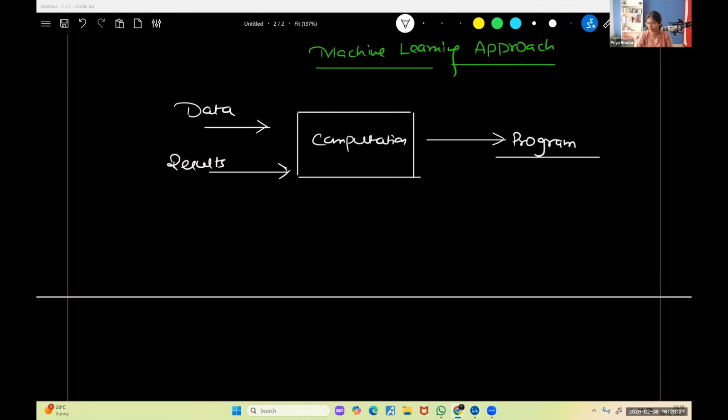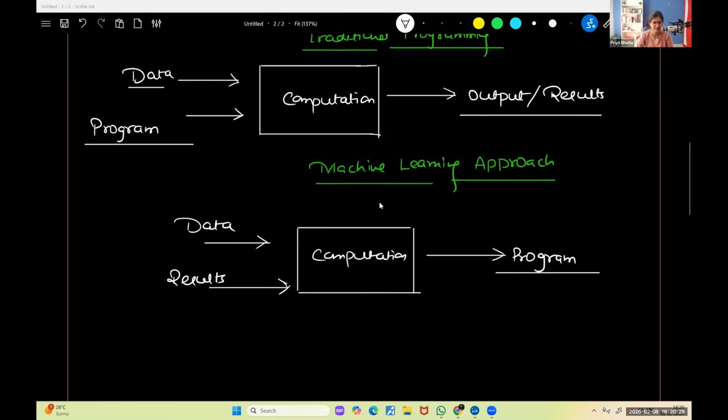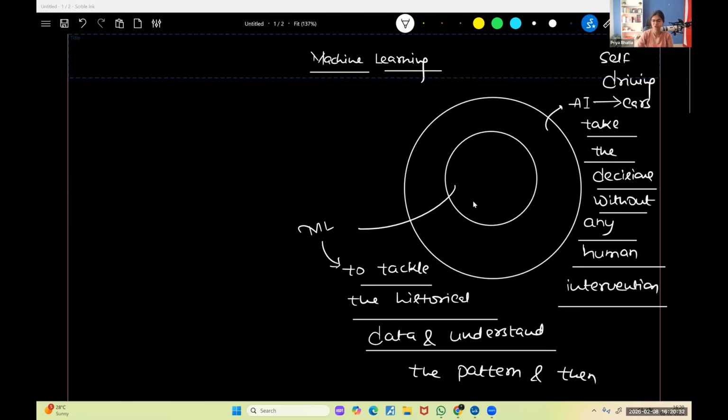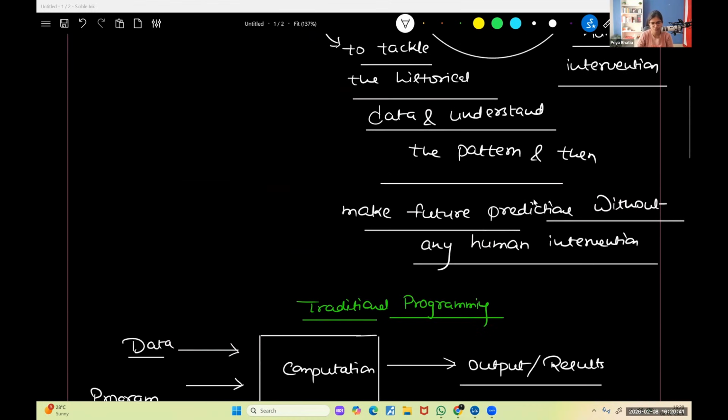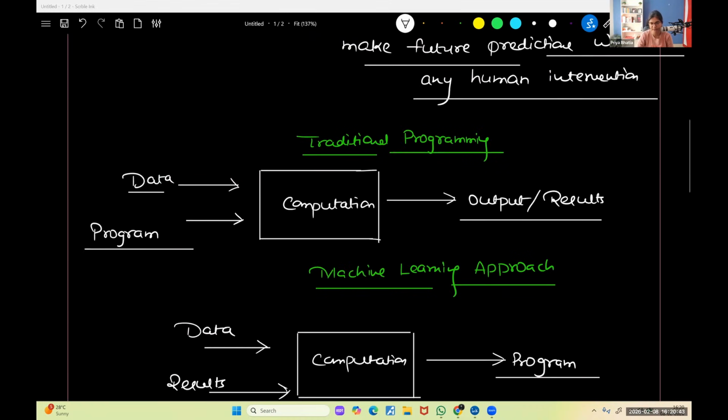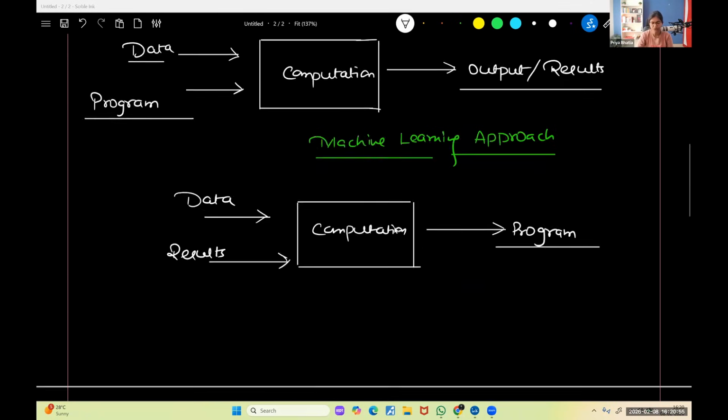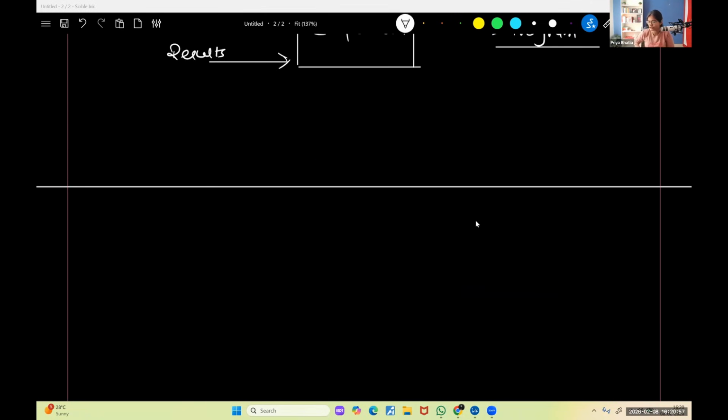Perfect. So what we have understood till so far, we have seen what is actually machine learning. It's a subset of AI, which is basically tackling the historical data and understanding the pattern of it, and then tries to make predictions for the future part without any human intervention. This is fine. Now let's move further and see how the entire machine learning ecosystem will work.